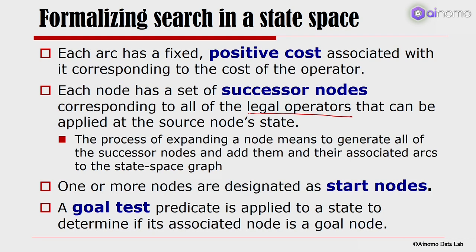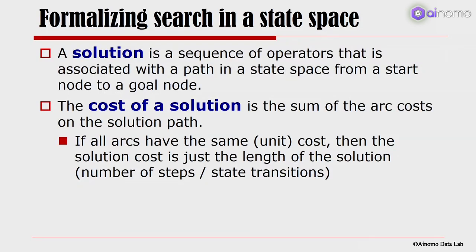The process of expanding a node means to generate all the successor nodes and add them to their associated arcs. One or more nodes are designated as the start node, and then there is a goal test predicate which is applied to a state to determine if its associated node is a goal node. A solution in such a formal framework is a sequence of operators that is associated with a path in a state space from a start node to a goal node.